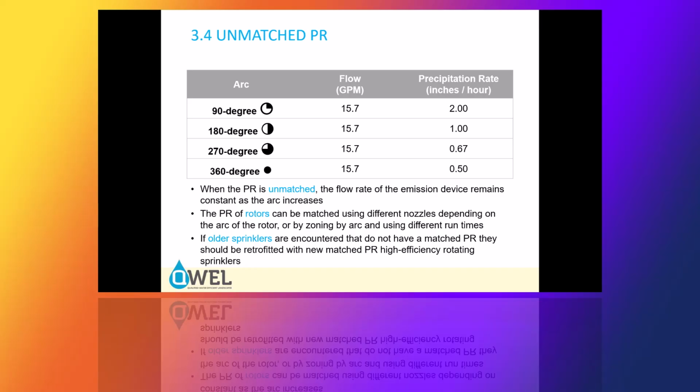The precipitation rate of rotors can be matched using different nozzles depending upon the arc of the rotor. Alternatively, rotors with different arcs can be grouped together on separate irrigation valves with different run times, for example having 90-degree rotors on one valve or valves and only 360-degree rotors on a separate valve or valves. If you find older spray heads don't have matched precipitation, they should be retrofitted with the new matched precipitation rate (MPR) sprinklers, preferably the high efficiency rotating ones.